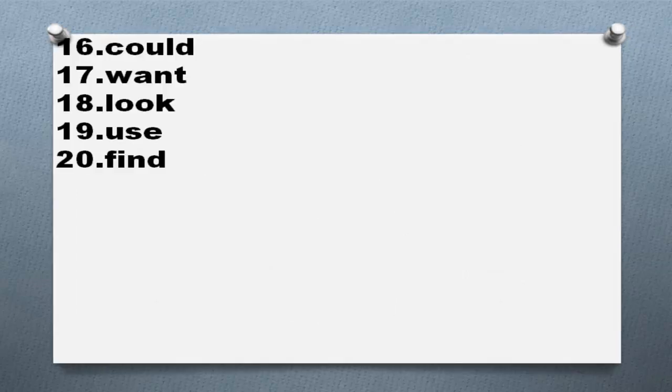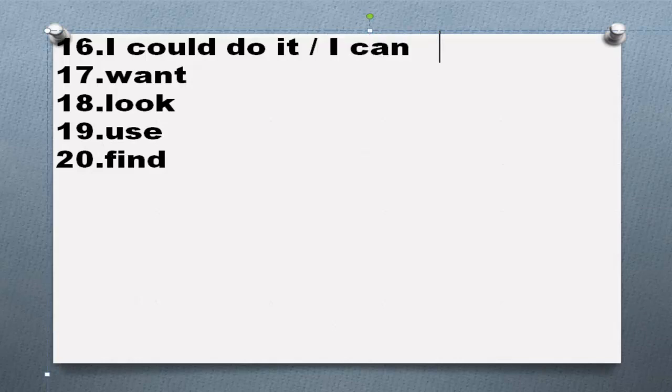Итак, could, значит, 16-й по употребляемости английский глагол. Как переводится could? Переводится как мог. I could do it. Я мог это сделать. Мы с вами изучали глагол can и говорили, что I can do it. Я могу это сделать. А вот I could do it. Я мог это сделать.